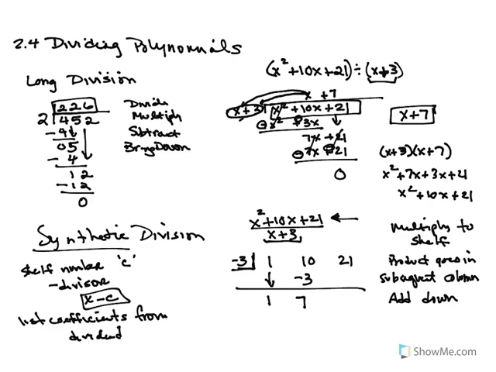Then you start your process over again. Multiply it to the shelf. So 7 times negative 3 is a negative 21. So that product goes in the subsequent column. Then you add down. 21 plus negative 21 is 0. So I get a 1 and a 7.